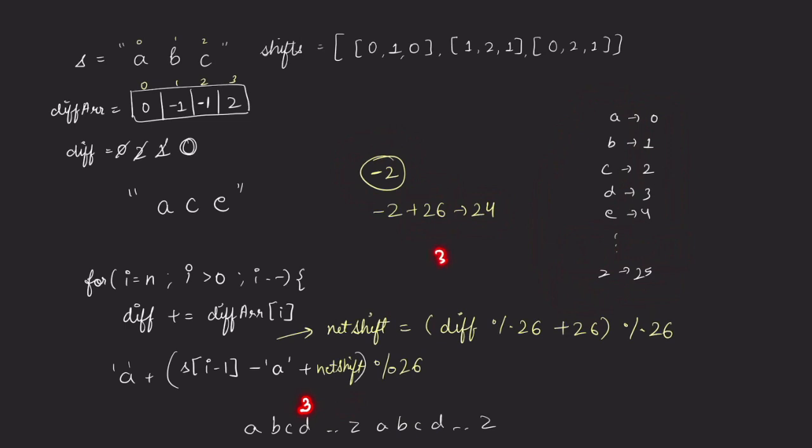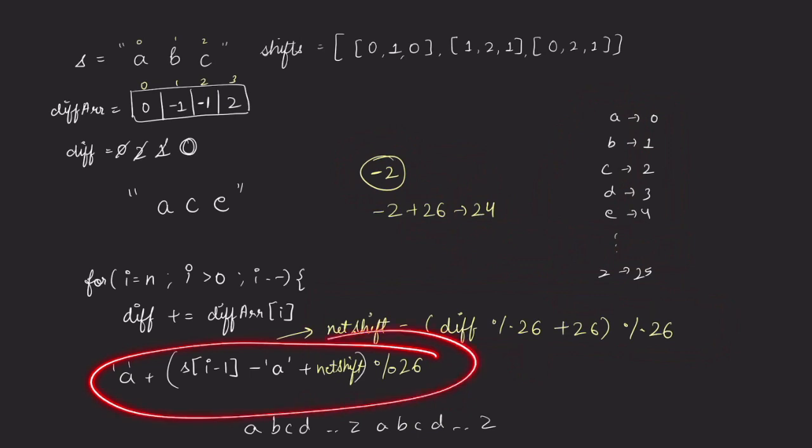So 26, 3 plus 26 will become 29, right? Which will be here, 29. But then you are also doing a mod with 26, which will give you 3 only, right? So in the positive, it will remain the same, but in the negative, it will get converted to the corresponding 0 to 25 range, right? So that is why we are doing this.